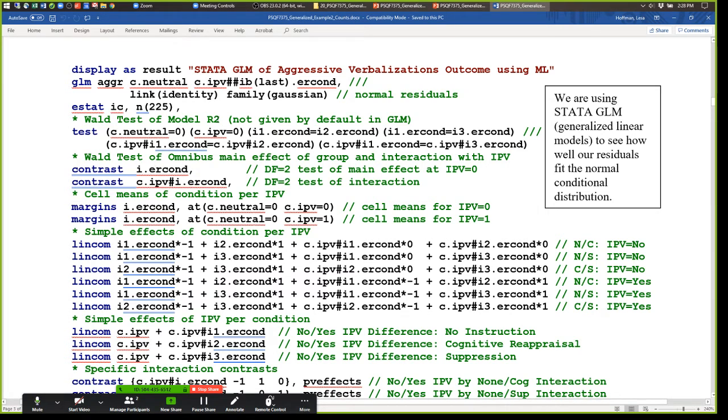In terms of the coding scheme, I treated ER condition, so emotional regulation condition, that's the strategy condition, as categorical. I set the last group to be the reference so that the output would match with SAS. IPV I'm treating as continuous. It's just 0 equals no and 1 equals yes. And neutral is also the same. I'm treating that as continuous as well. That's just a covariate that does not interact with the IPV or ER condition variables.